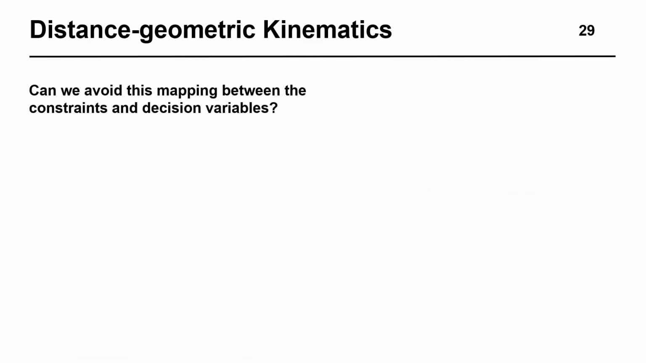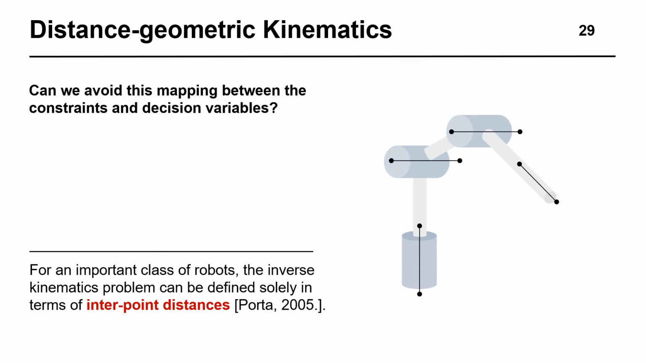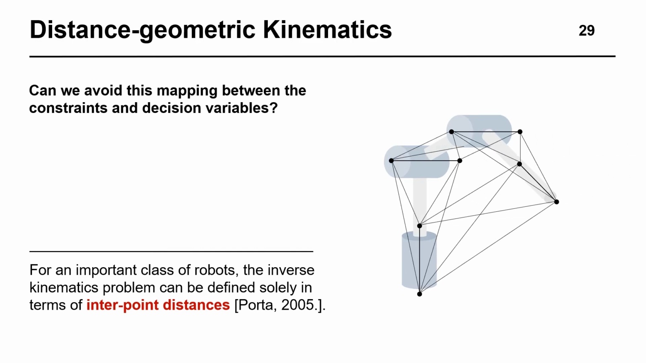We can then ask whether this mapping can somehow be avoided by defining both the decision variables and constraints in a single space. One interesting approach to achieving this was found by Porta. He showed that the inverse kinematics problem can be defined solely in terms of distances between points rigidly attached to the robot. Further, he showed that the problem can be solved for a specific class of manipulators using algebraic methods.